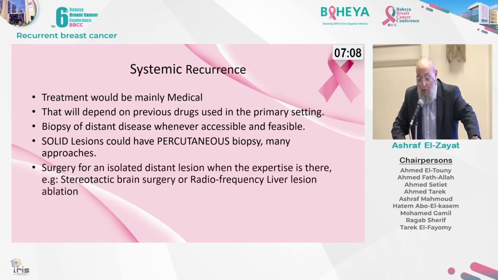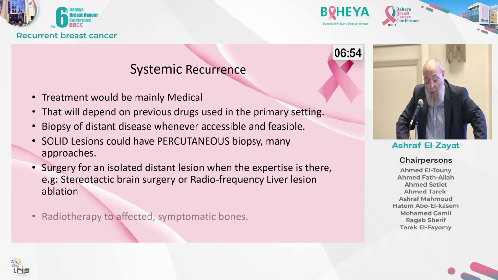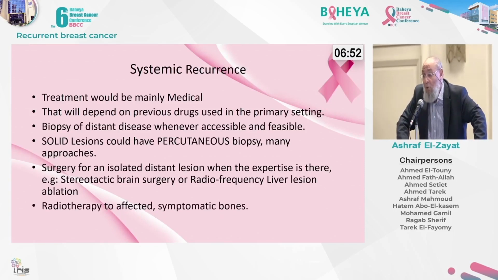Surgery for an isolated distant lesion, when the expertise is there, we really need to call for it. Oligometastasis, we have brain surgery feasible, radiofrequency for liver lesions, even liver resection could be performed, and we have radiotherapy that can work on bone metastasis, especially the symptomatic ones.